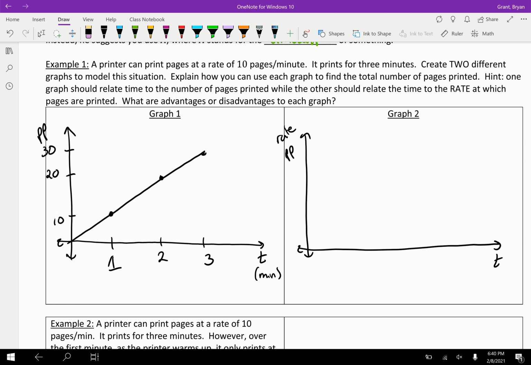Great. And you said, well, how do we use this graph to determine the number of pages printed? You look at the input of 3. You look up here, look over. Bam. We found it. It's 30. The input correlated to an output of 30. We crushed it. There were 30 pages printed.